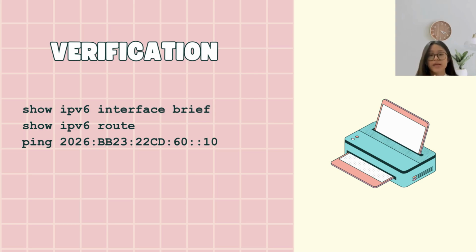Lastly, we verify the network connectivity. First, we use show ipv6 interface brief to confirm that all the interfaces are showing up. Then, we check the routing table using show ipv6 route to ensure the routes were learned correctly. We tested the connectivity by pinging the DNS server address. The successful replies show that our routers, connection, routing, and servers are all working properly.